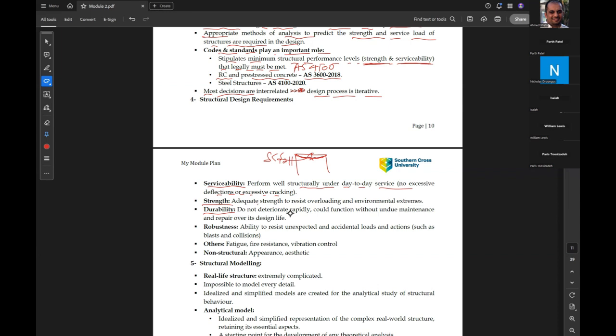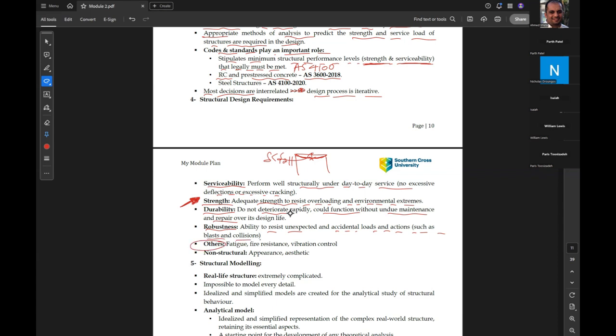Strength means adequate strength to resist overloading or environmental extremes. For example, if we have a building with some unexpected loads like intensive wind or high earthquakes, the building should still resist these forces and stay standing without collapsing. Durability means the building doesn't deteriorate rapidly and can function without undue maintenance and repair over its design life. Robustness means the ability to resist unexpected and accidental loads and actions, such as blast or collisions.